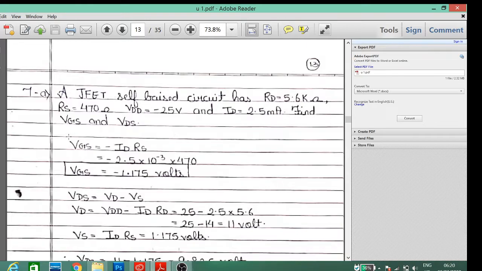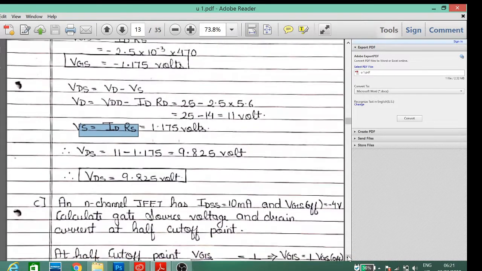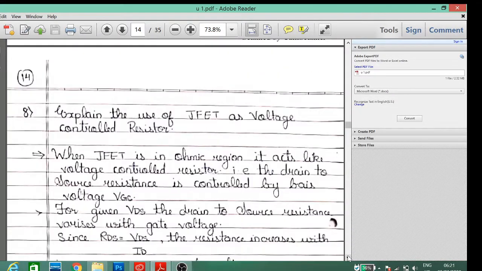Now the VGS formula, as we know in a JFET, is equal to minus ID into RS. ID is given, RS is also given, so we can easily calculate VGS. And this VGS is used further. VDS is equal to VD minus VS. VD is equal to VDD minus ID RD, and VS is equal to ID into RS. VDS will be calculated and this is finished. Again, it's a numerical problem.